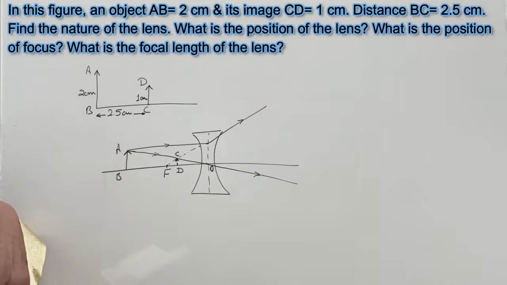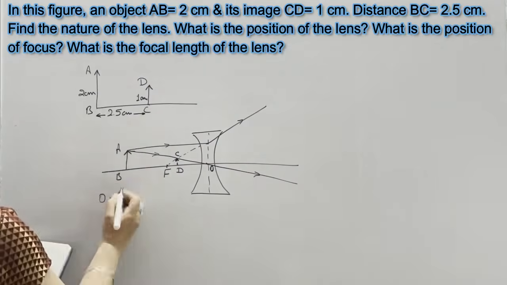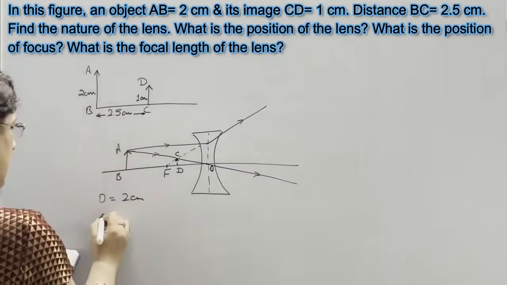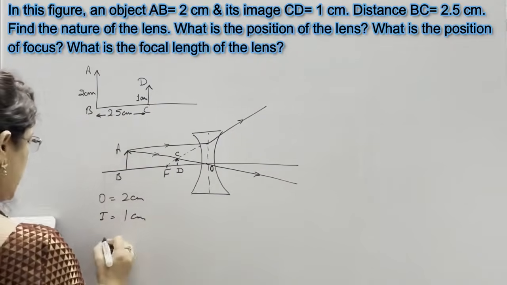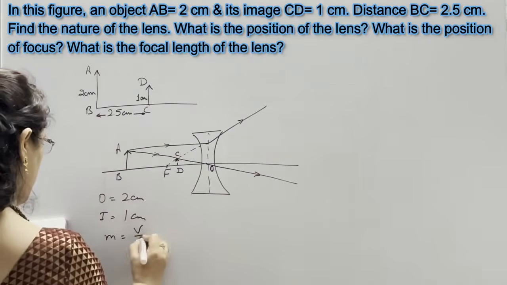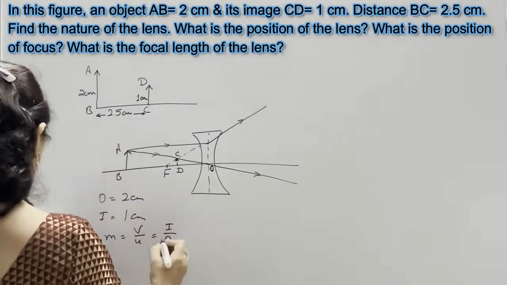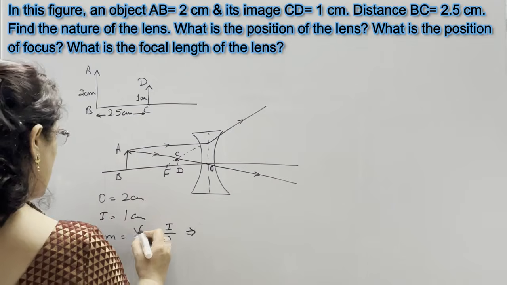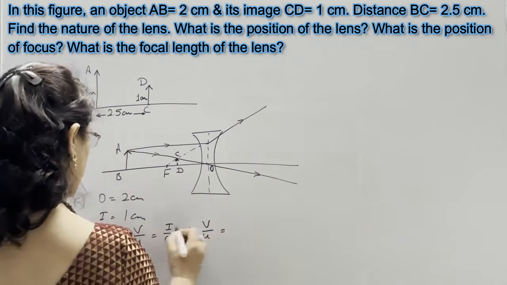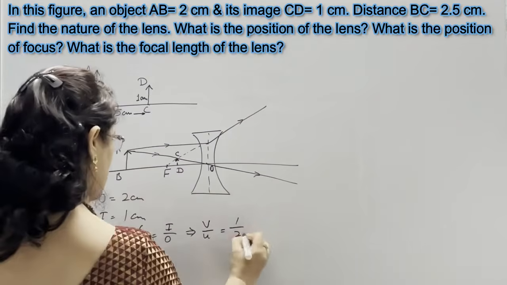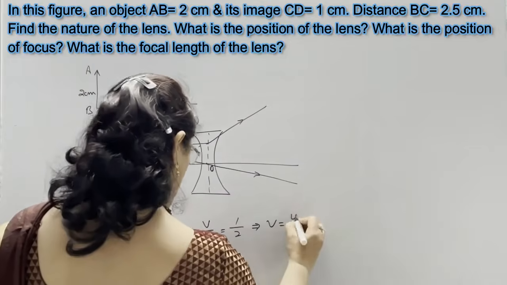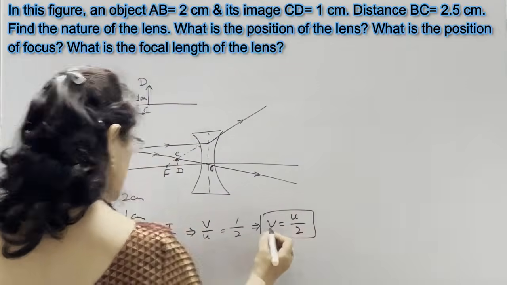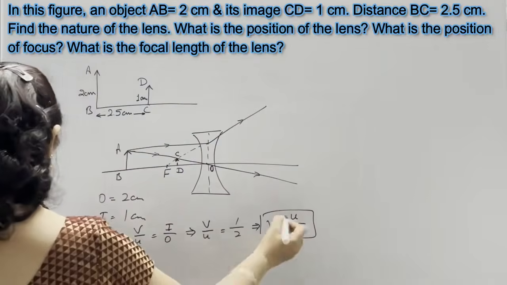Now in the last part, we have to find the focal length of this lens. Here O, it means object height, is given as 2 cm and I is given as 1 cm. So again, using the same magnification formula, M is equal to V upon U, or we can also take it as I upon O. Now the values of V and U we don't know, but we know the values of I and O, 1 and 2. So V is equal to U upon 2. This is our first equation, V in terms of U.